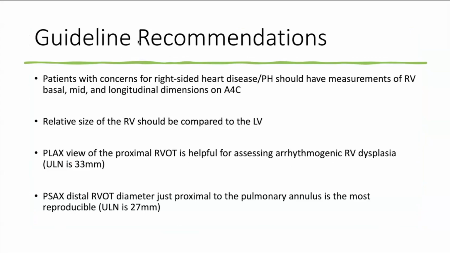According to the ASE guidelines, patients with right-sided heart disease should have measurements of the right ventricular basal, mid, and longitudinal dimensions all on the apical 4 chamber. Again, visually, the relative size of the right ventricle should be compared to that of the LV. And then the upper limits of normal for assessing for ARVC or dysplasia: in the parasternal long axis, the proximal RVOT, the upper limit of normal is 33 millimeters. And in the parasternal short axis, or the distal RVOT, the upper limit of normal is 27 millimeters.